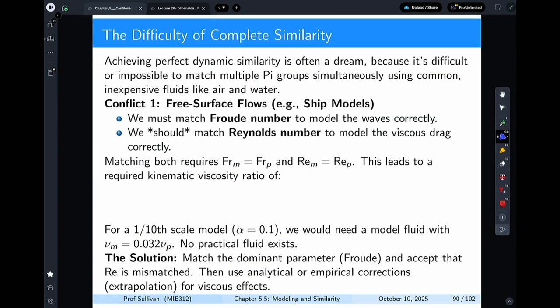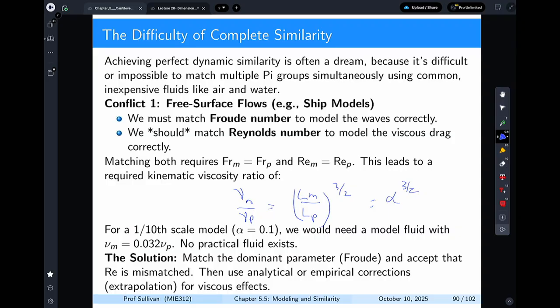Which leads into the problem of complete similarity. So ideally, I would like to match everything to the prototype. It's difficult and often impossible to do that, because I have a lot of conflicting conditions, and I also have limits placed on me because my experiments are limited. So matching both Froude and Reynolds numbers means that I have to have a kinematic viscosity ratio, nu of the model over nu of the prototype, that goes as L of the model over L of the prototype to the 3 halves, or alpha to the 3 halves.